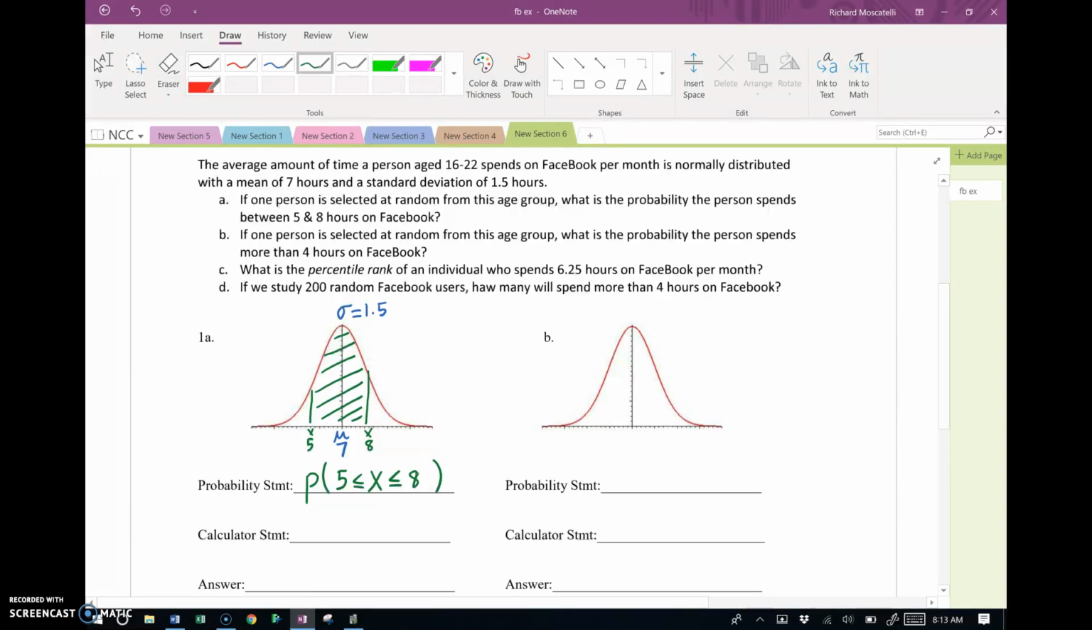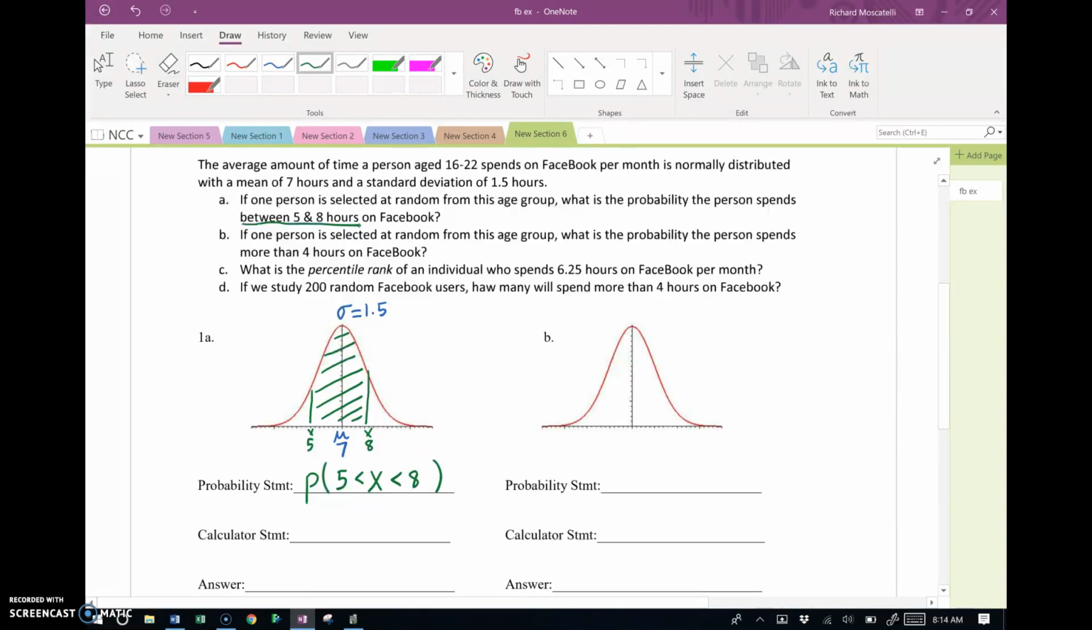Now, to be honest, theoretically, hitting exactly 5 hours, we wouldn't even know that. So I put less than or equals here. But if I put less than or equals or just strictly less than, remember, the probability of hitting 5 hours or the probability of hitting 8 hours exactly is 0. So it doesn't make a difference whether we put that or not. Now, if we want to be really strict about this, between 5 and 8 hours, then I think we should just use strict less than symbols.